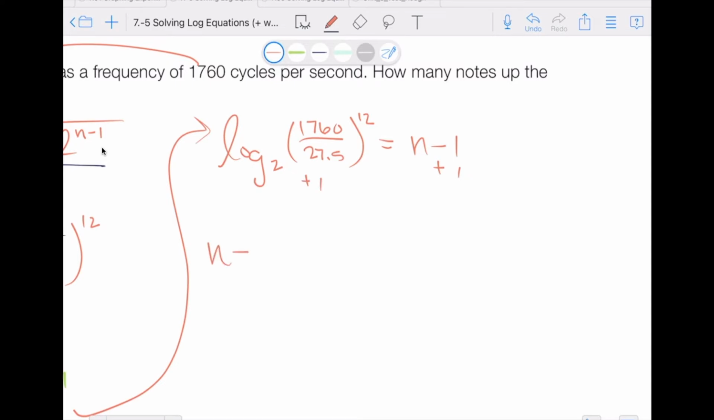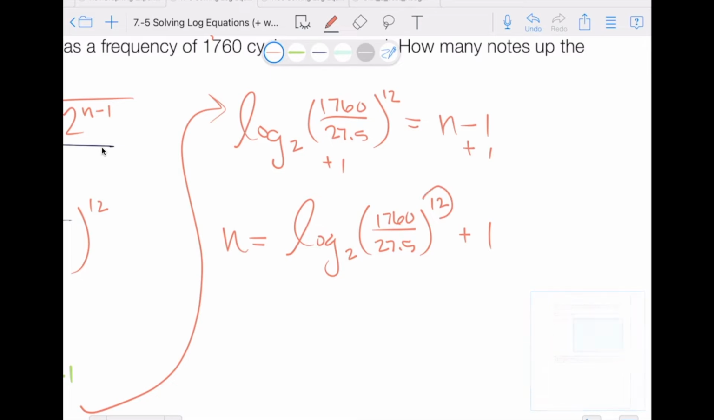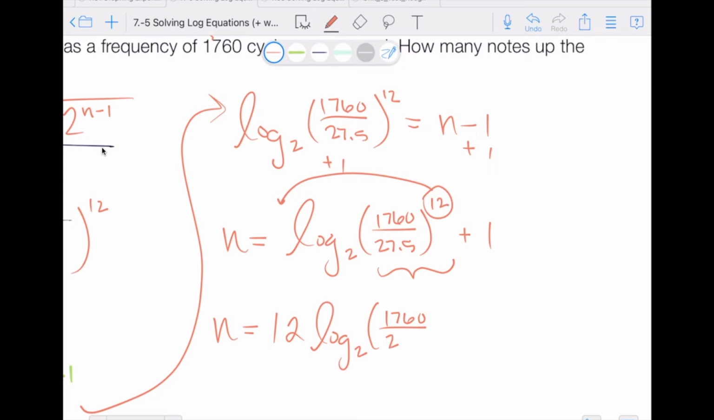And we'll have n is equal to log base 2 of 1760 over 27.5 to the 12th, plus 1. And then the last thing you want to do before you pop it in your calculator, we need to deal with that. Remember, if we're taking a power and raising it to an exponent, then we multiply. So we want to go ahead and have our final answer as 12 times log base 2 of 1760 over 27.5 plus 1.